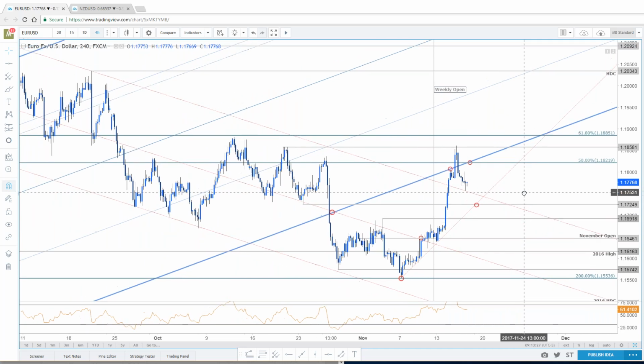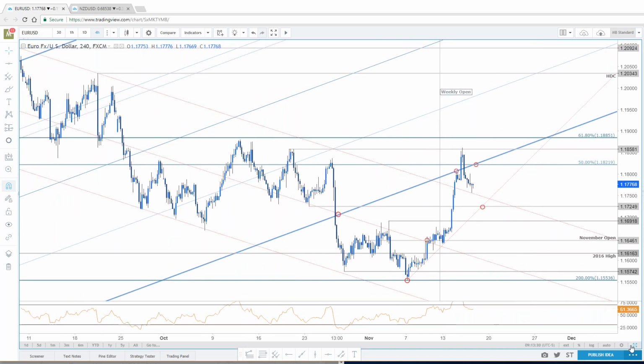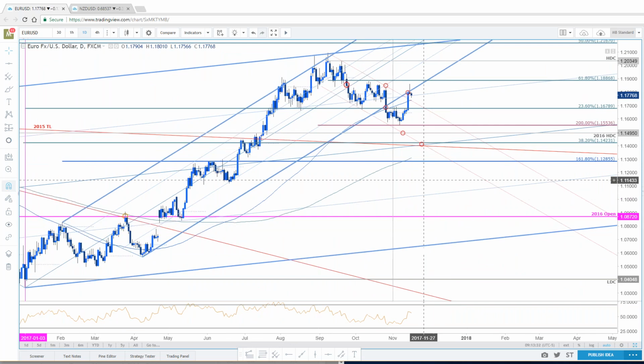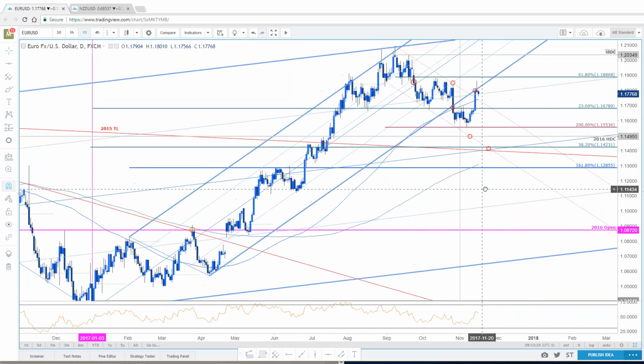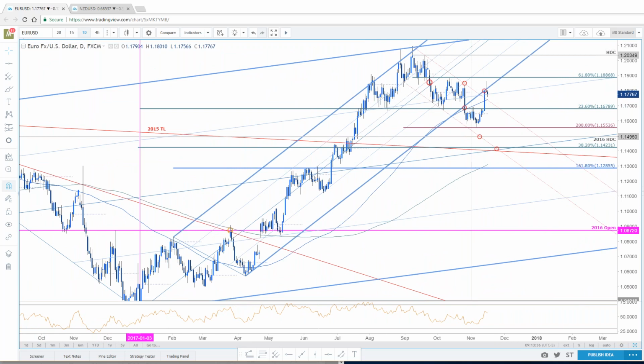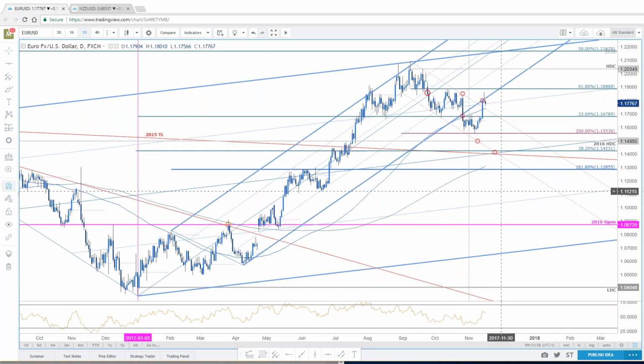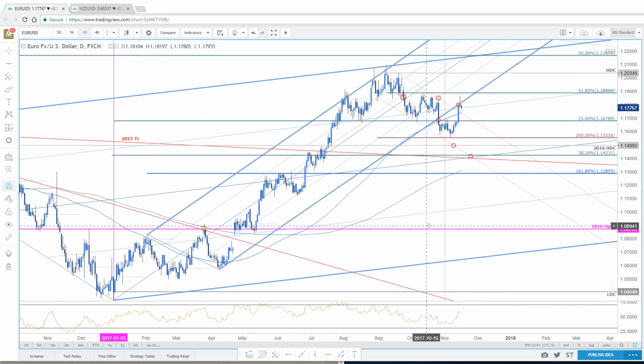So a little shaky on near-term price. Still like the broader upside in the euro. But again, looking at this from a daily chart, a little more cause for some angst here, some concern. There's the lower median line parallel.